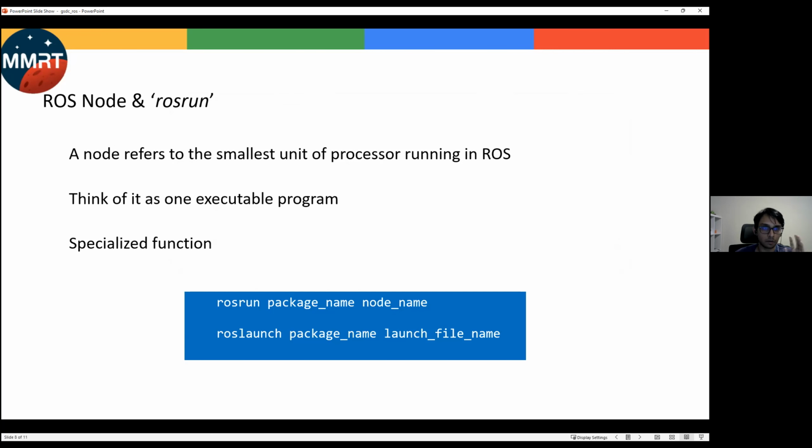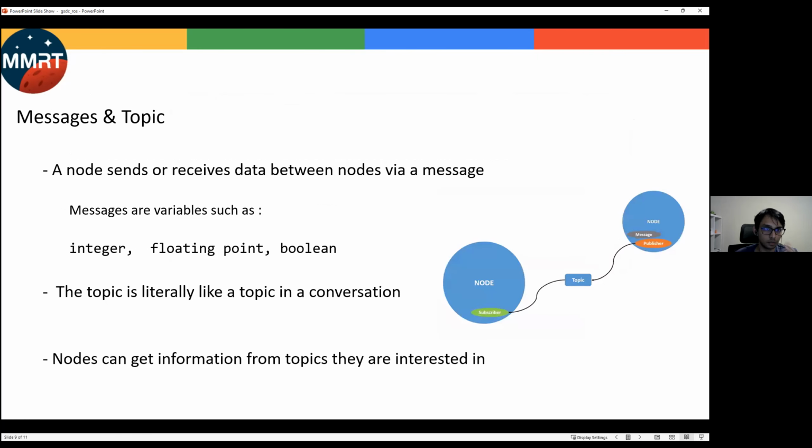So now we have our ROS nodes. How do these nodes communicate with each other? That's where messages and topics come into play. The terms are very literal in ROS, which is why it's very easy to understand. Nodes are going to send messages between each other, and these messages can be integers, floating point, booleans, and there are complex types too, where you can have nested messages. And these messages are going to be in a specific topic.